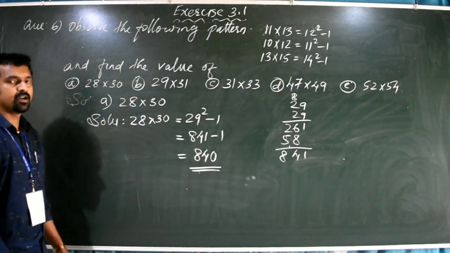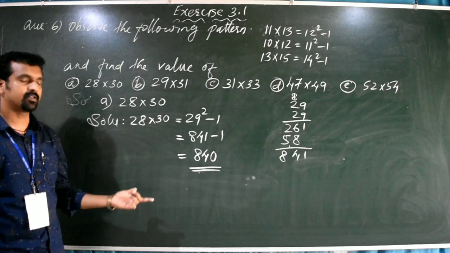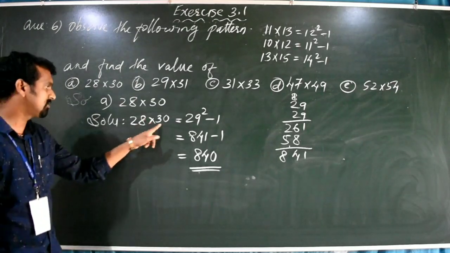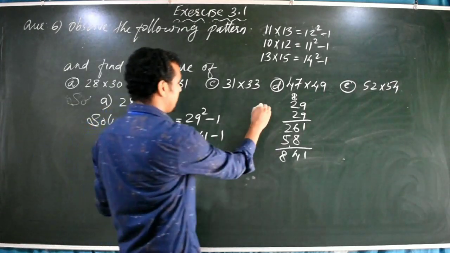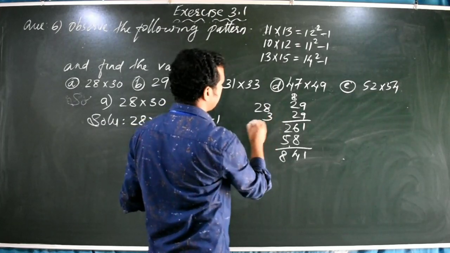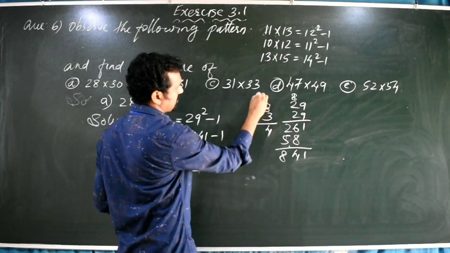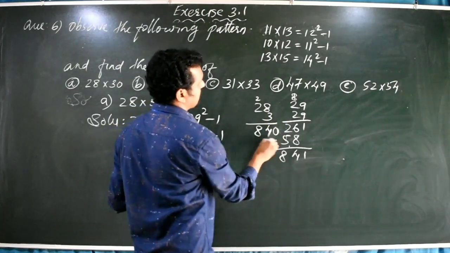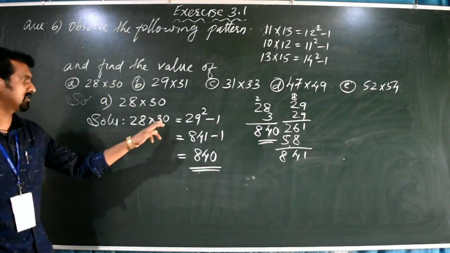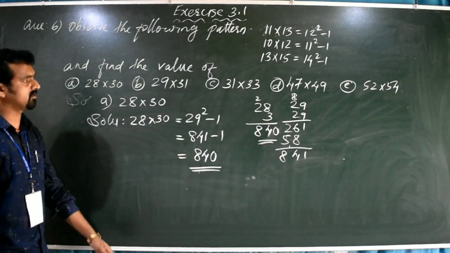840. Or you can multiply it and see, then also we will get the answer. 28 into 30, multiply it and see. 8 threes are 24, write 4, remainder 2. 3 twos are 6 plus 2, 8. 1 zero is there: 840. If you multiply, we will get the same answer only.